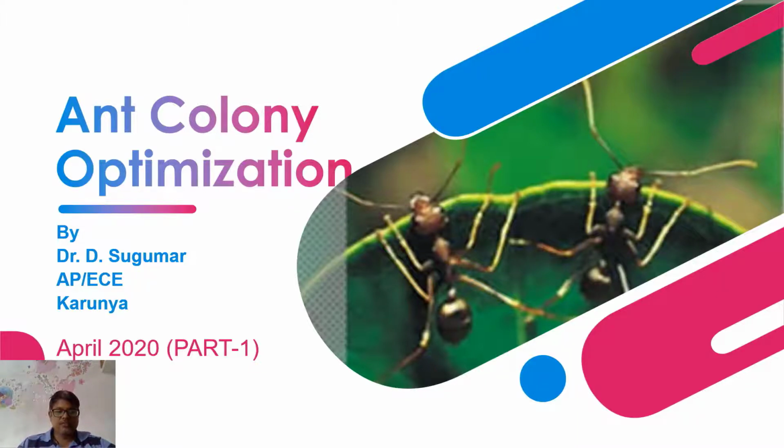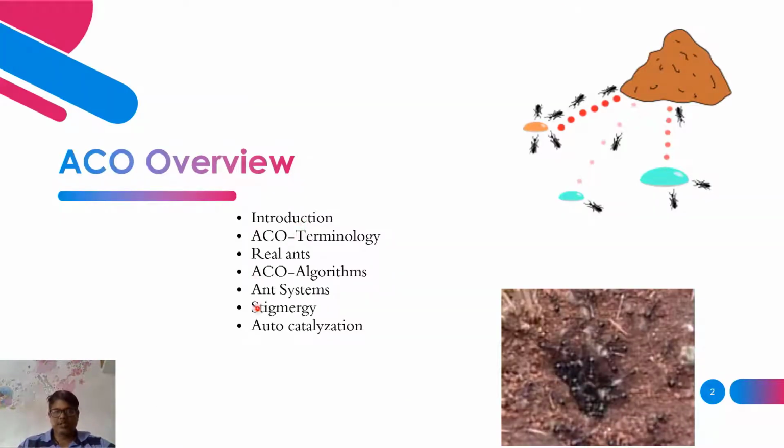And the overview of this video presentation goes like this: introduction, terminology, real ants and its characteristics, the algorithms, the parameters and steps involved in this algorithm, and ant systems, the different ant systems, and the two very important parameters, or I can say terminologies, stigmergy and auto-catalyzation. So the first four topics will be dealt with in this video. The last three will be dealt with in the part 2 video.